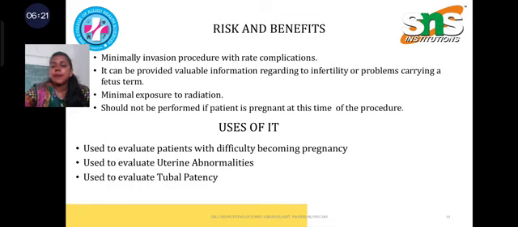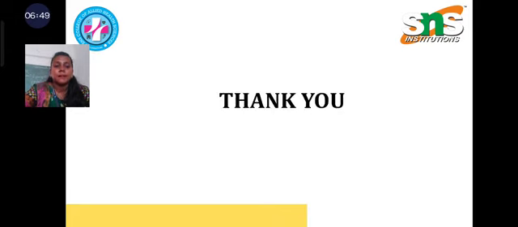Risk and benefit: minimally invasive procedure with rare complications. It can provide valuable information regarding infertility or problems carrying a fetus to term. Minimal exposure to radiation; it should not be performed if the patient is pregnant at the time of the procedure. Uses: to evaluate patients with difficulty becoming pregnant, to evaluate uterine abnormalities, to evaluate tubal patency. Thank you.